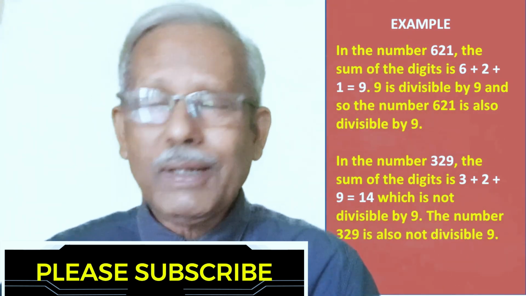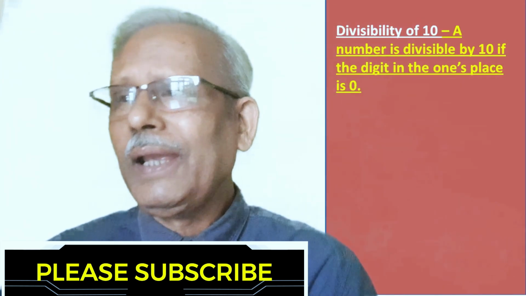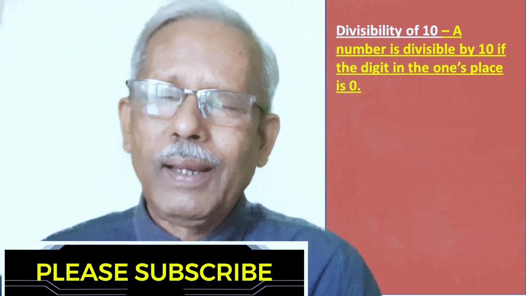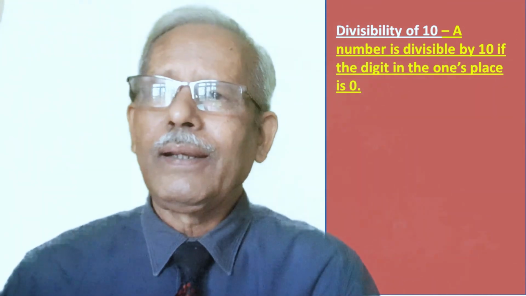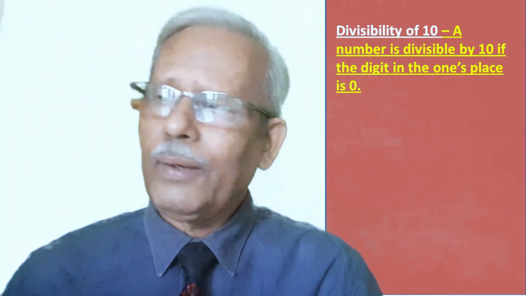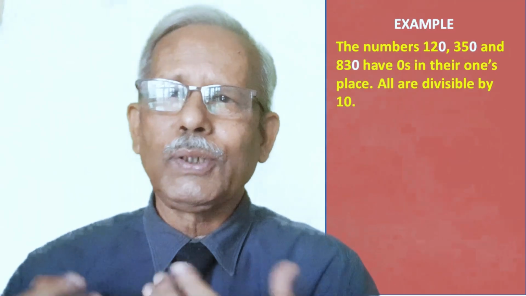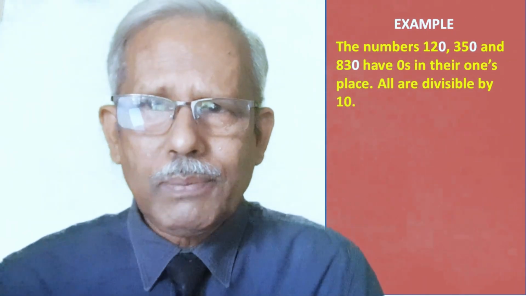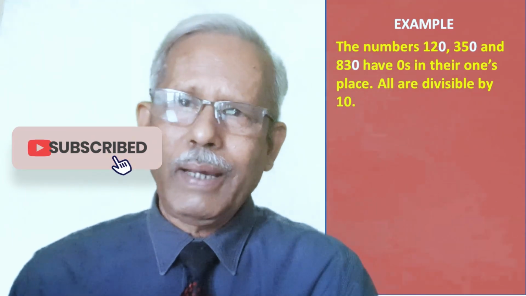A number is divisible by 10, it's very simple, if the digit in the ones place is 0. So whenever the digit in the ones place is 0, the number is divisible by 10 without any issue. You can see the numbers 120, 350, 830. In all these cases, the digit in the ones place is 0, and indeed these are divisible by 10.